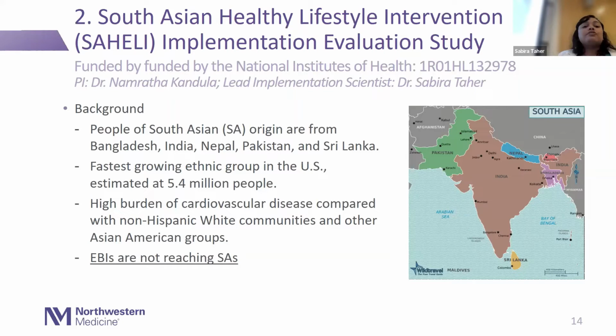So the background essentially is that people of South Asian origin are from Bangladesh, India, Nepal, Pakistan, and Sri Lanka. And we are the fastest growing ethnic group in the US, estimated at 5.4 million people. We experience a high burden of cardiovascular disease compared with non-Hispanic white communities and other Asian American groups. However, lifestyle interventions that have been demonstrated as evidence-based, such as nutrition, physical activity, stress management programs, are not reaching South Asian populations.